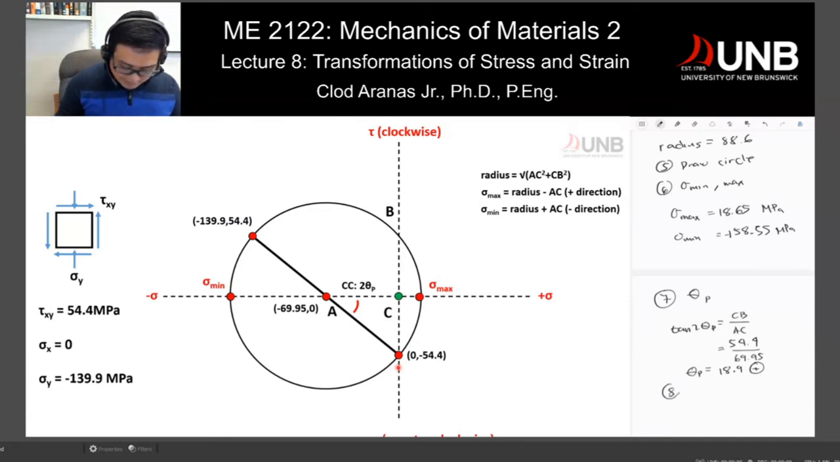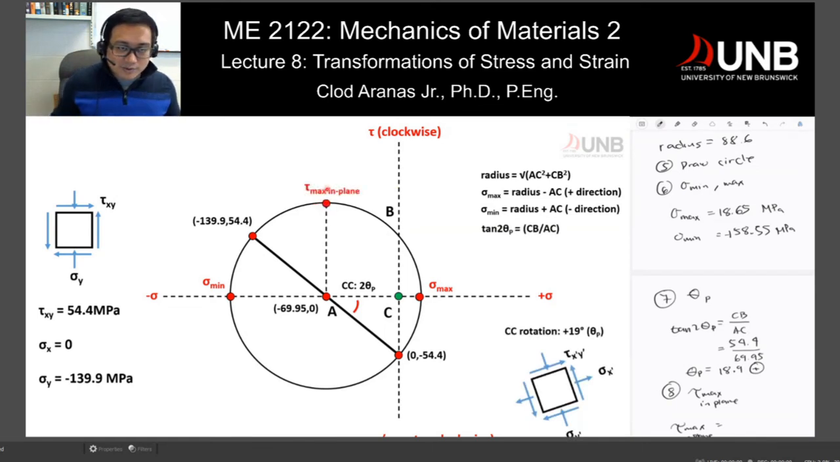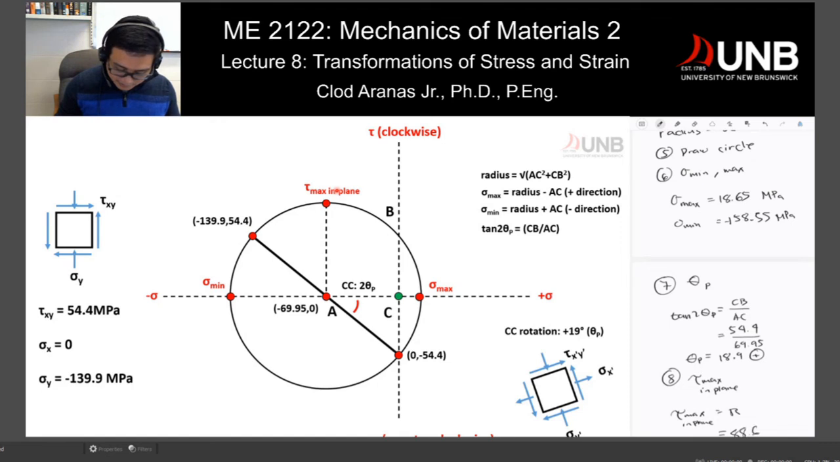Now that's theta sub b, and the last question for part B is what would be the tau max. If you have a tau max in plane, we know that this is just equivalent to your radius. That's the maximum value of your tau, which is this point here, your tau maximum in plane, and that's just equal to r. And your radius, of course, you already calculated from the top. It's 88.6 megapascals.